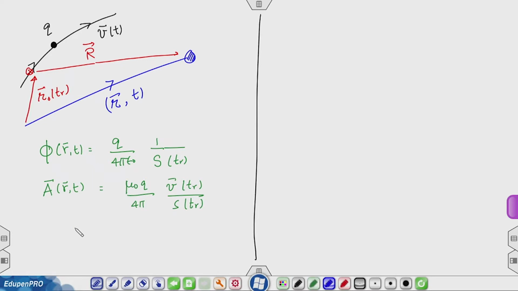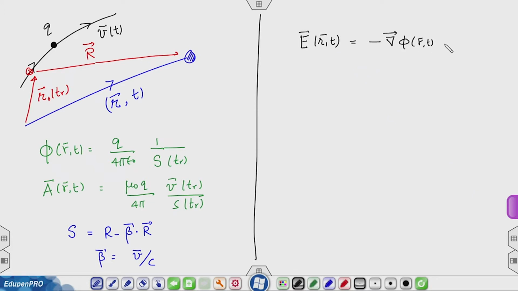Again, remind you that s is equal to r minus beta dot r, where beta is v over c. Once I have written these potentials, then the electric field E(r,t) is going to be minus grad of phi(r,t) minus dA/dt. And similarly, the magnetic field B(r,t) is going to be curl of A(r,t).